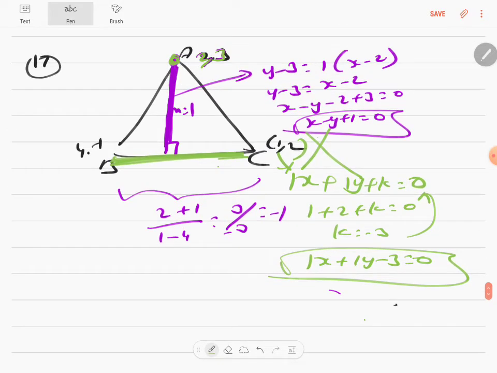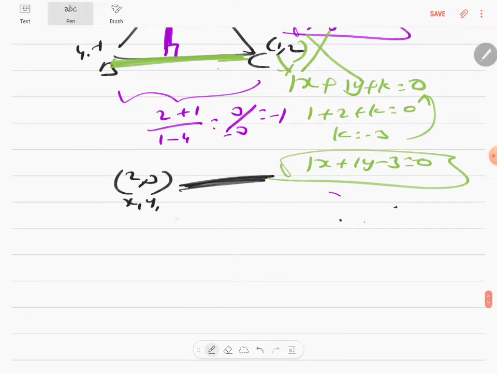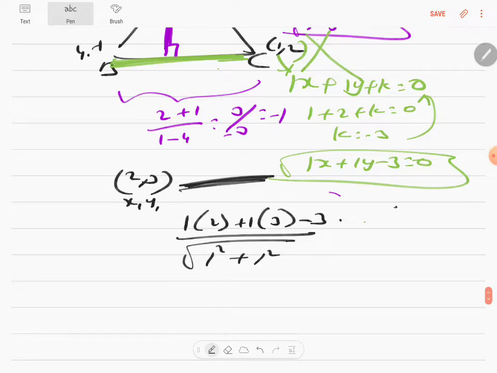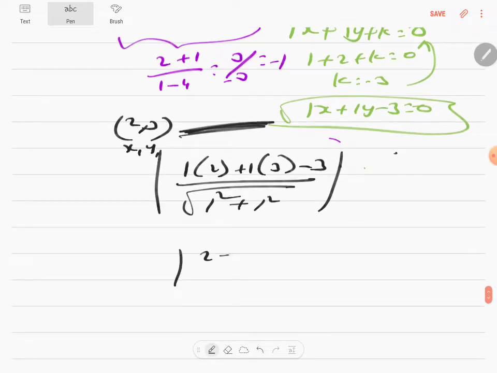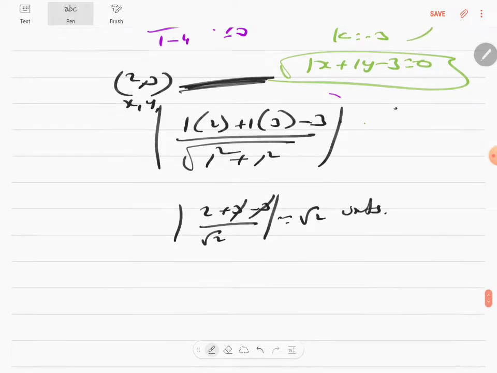And you know the point is 2, 3. You can call it x1, y1, and the distance between this point and this line is a into x1 plus b into y1 plus c by root of a square plus b square. This is 2 plus 3 minus 3 by root 2. So this will be just root 2 units. That will be the length of the perpendicular.